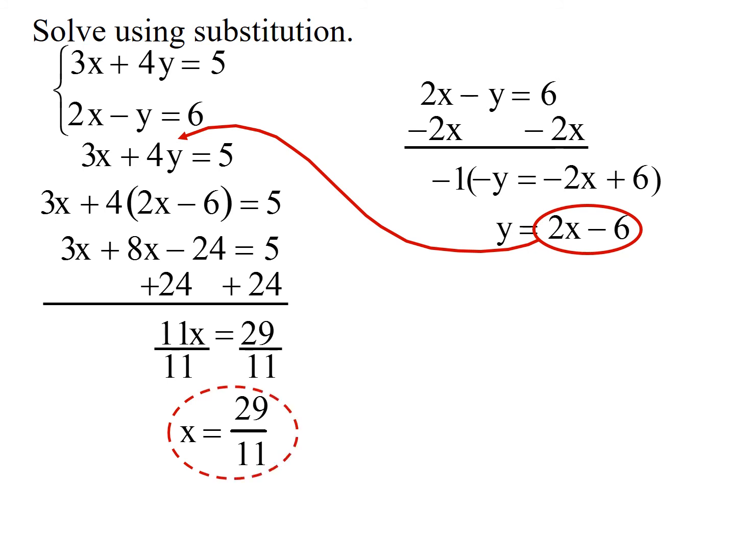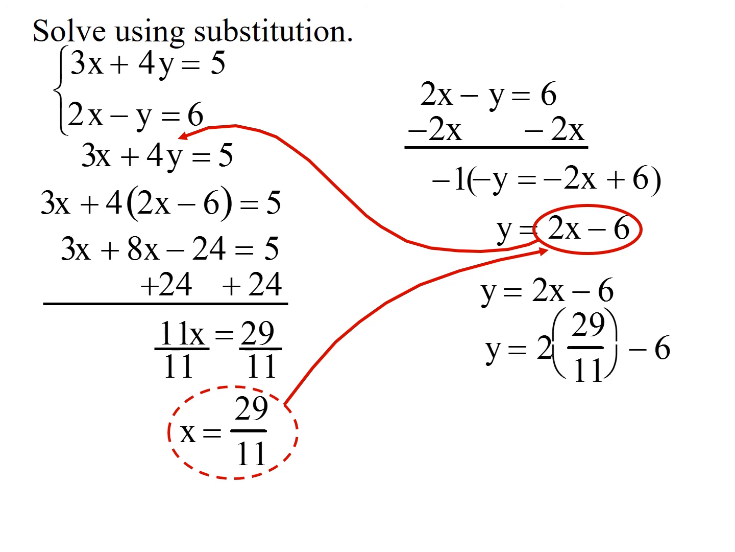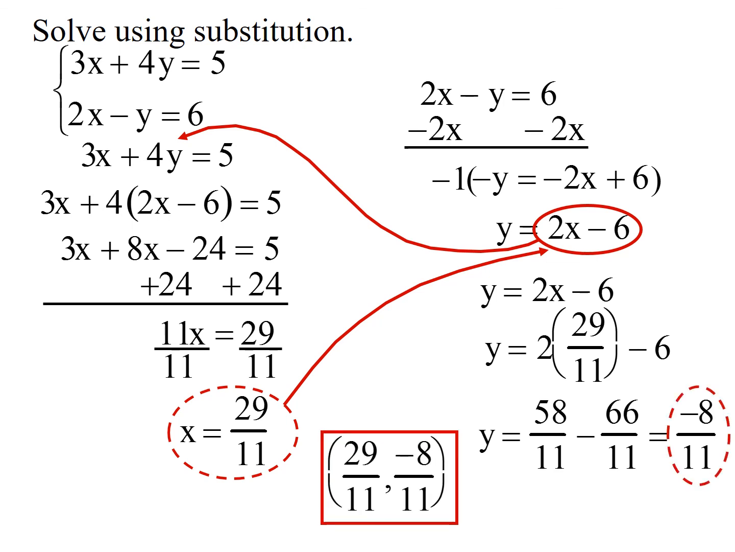Now we're going to take that and we're going to plug it into the other equation, just like we did in the other examples. We're going to say y is equal to 2 times 29 over 11 minus 6. Now remember here, I'm just going to multiply 2 times 29 and get 58 over 11. And now I'm going to take 6 and make it 6 over 1 and then convert it to a fraction with the same denominator. That'll make it 66 over 11. And then we'll subtract the numerators and get negative 8/11 for a final answer of 29 over 11, comma, negative 8 over 11.